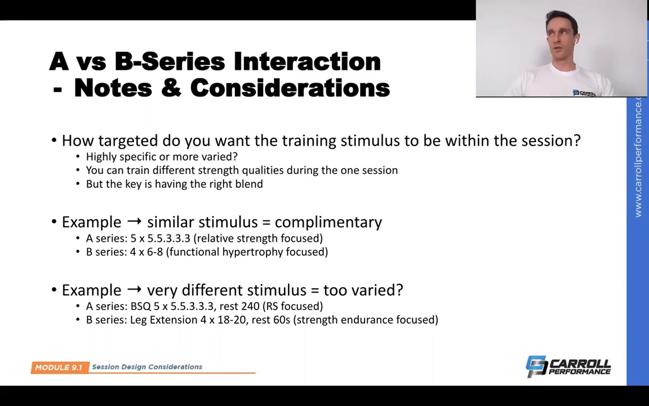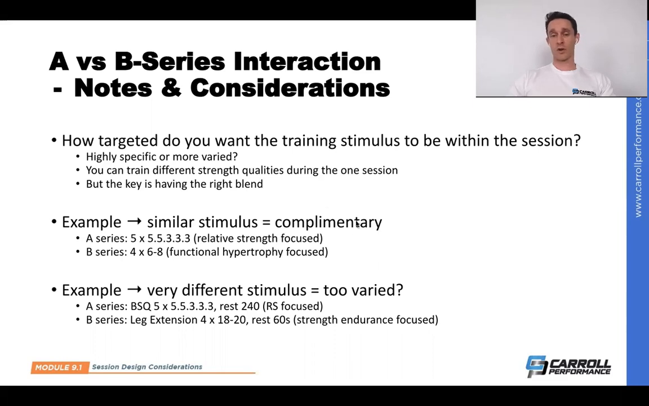Because if you go and do 10 times 1 and your goal is hypertrophy, but your A series is 10 times 1, that's taxing, that takes time, it beats your body up. It's not a whole lot of volume or quality reps there in terms of hypertrophy. It's good from a neurological standpoint, not so much for hypertrophy. So we want to think about having the right blend. We want to think about how complementary a varied stimulus could be.